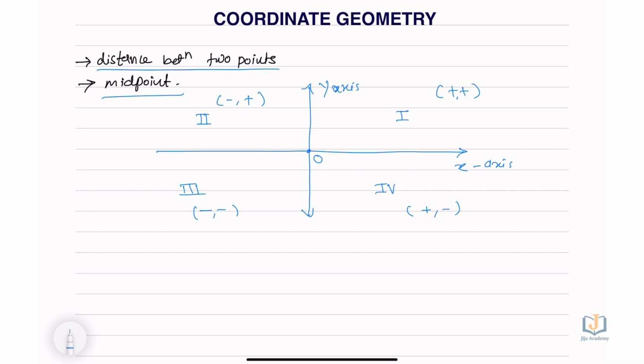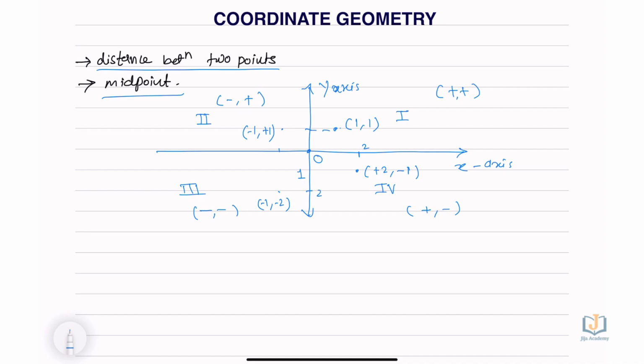Now if there is a point, if this is 2 and this is 1, so here this is plus 2, minus 1. Here this is 1, plus 1, plus 1. Here 1, 1, so here minus 1, plus 1. And if this is 2, so this is minus 1, minus 2. Like that, this is the first quadrant, second, third, and this is the fourth quadrant.